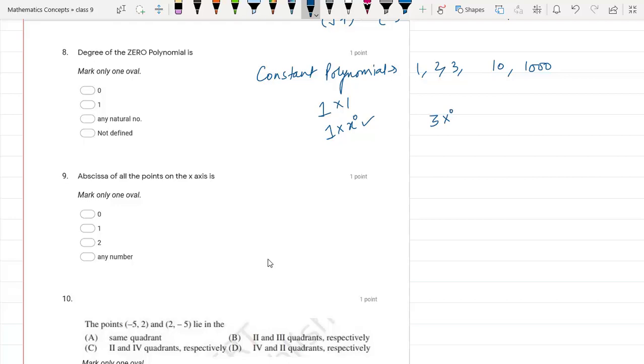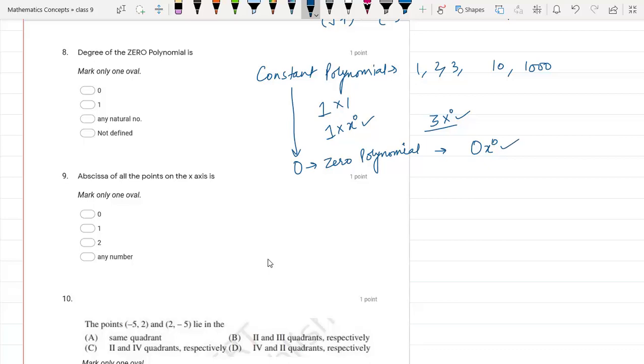So the degree of constant polynomials is 0, but there is a special constant polynomial, and that is 0. 0 is also a constant polynomial, but it is special. We call it the 0 polynomial. In this case, the degree of the 0 polynomial, you will say, sir, it is similar, so we can say it is 0 into x power 0. Yes, you are correct.